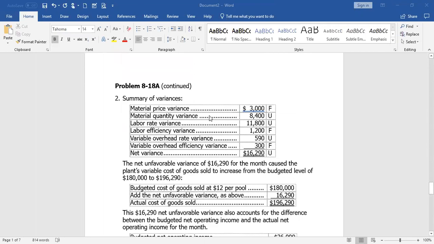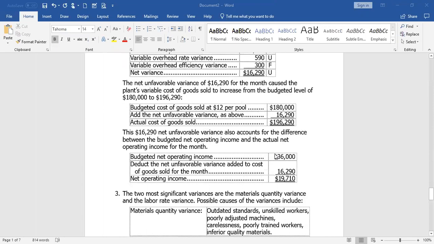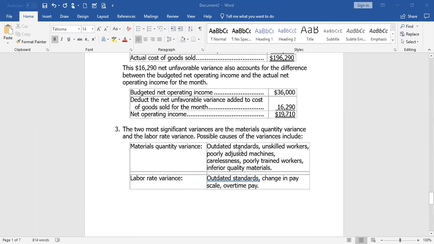Material quantity variance, another huge unfavorable variance. What could cause that? Again, outdated standards. Maybe our budget amounts aren't correct. Unskilled workers that are using more materials than they should. Because a materials quantity variance means you're using more materials than you should if it's unfavorable. Poorly adjusted machines. Maybe the machines are the ones that are causing the issue, causing us to use more materials than necessary. Carelessness of the workers, poorly trained workers, or the quality of the materials is inferior.